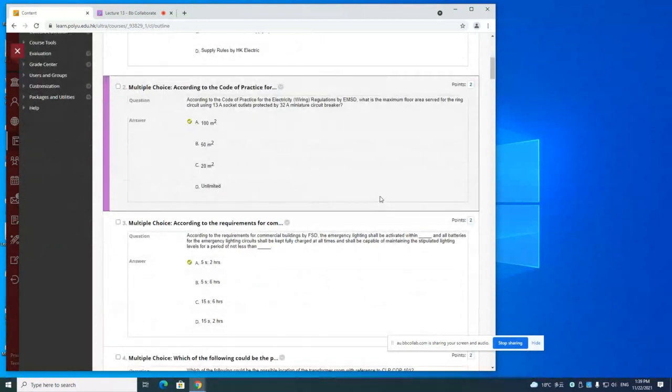The second one, according to the COP for the wiring regulation, what is the maximum floor area served by the ring circuit using 13 amp socket outlets, protected by 32 amp circuit MCB? Again, if you know the COP, okay, there are certain requirements regarding the final circuits. Again, you already done such kind of thing in your mini design project, so suppose you know this well, okay. So here the answer is 100 meters square. Okay, again, this is a straightforward question.